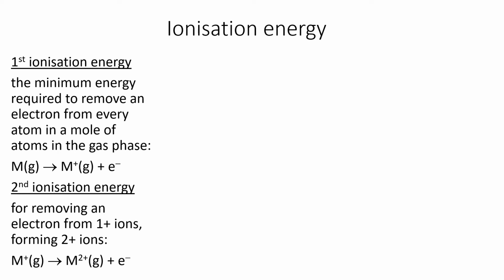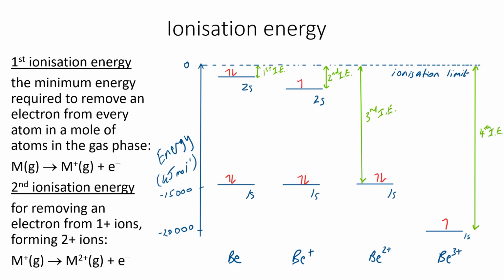To really illustrate what I mean by the minimum energy required to remove an electron, I've sketched a little diagram here, and I happen to have used the case of beryllium. You can see on the left hand side we've got the beryllium case, and the electron configuration of beryllium is 1s2 2s2, and I've put this on an energy axis.